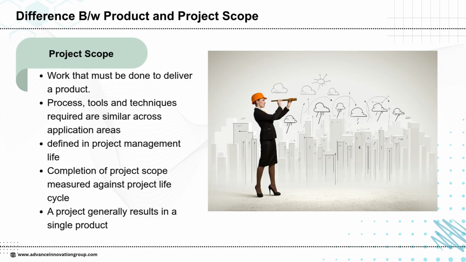We are essentially describing all the work that needs to be done in order to deliver a product. Unlike product scope, which is about the features of the product itself, project scope focuses on the activities, tasks, and processes required to bring that product to life. The processes, tools, and techniques used here are often similar across different application areas, and the scope is defined within the framework of project management. Completion of project scope is measured by how well it aligns with the project life cycle, and typically, a project is aimed at delivering a single product at the end.